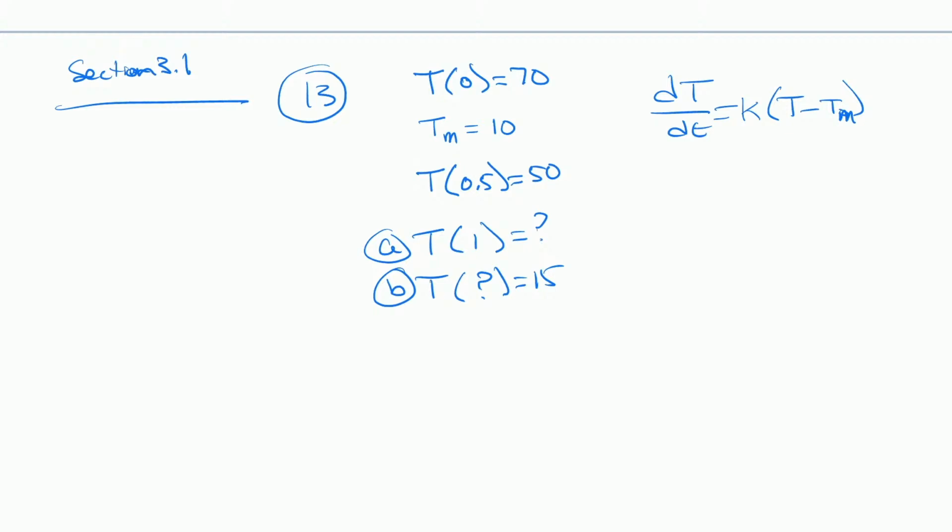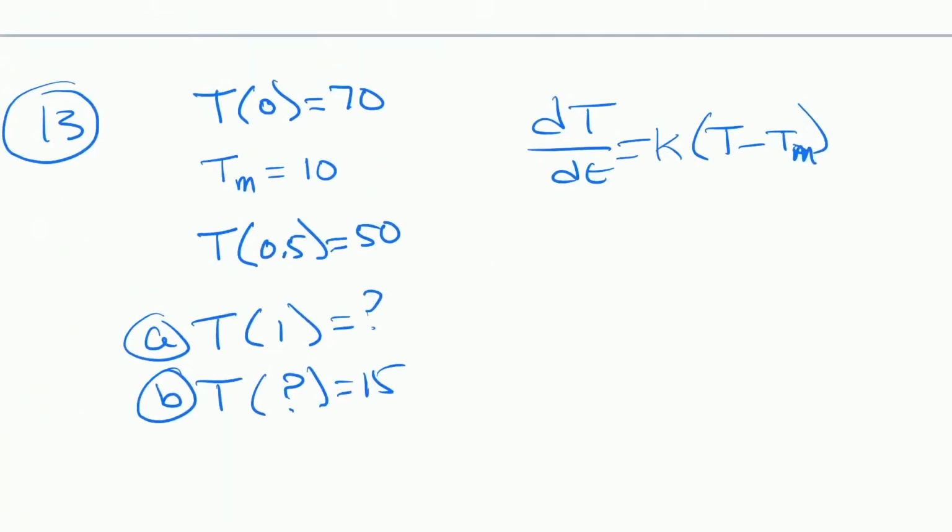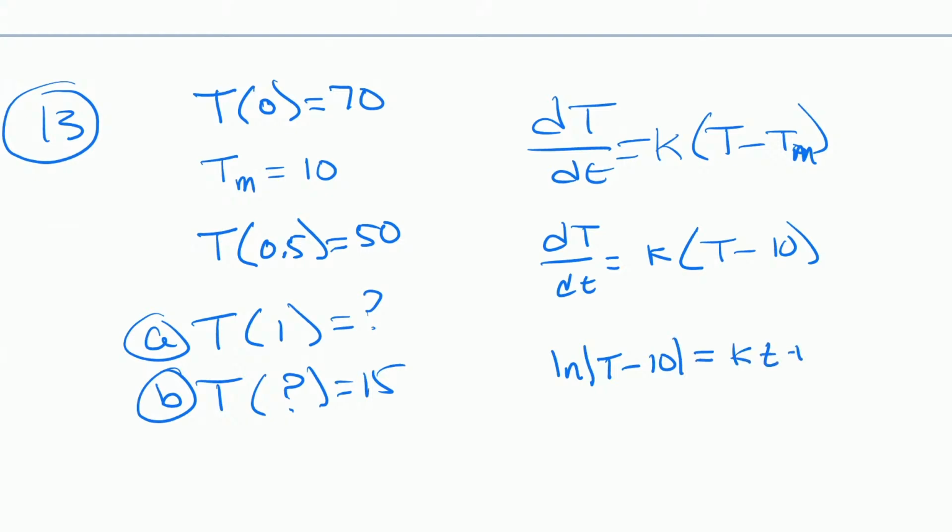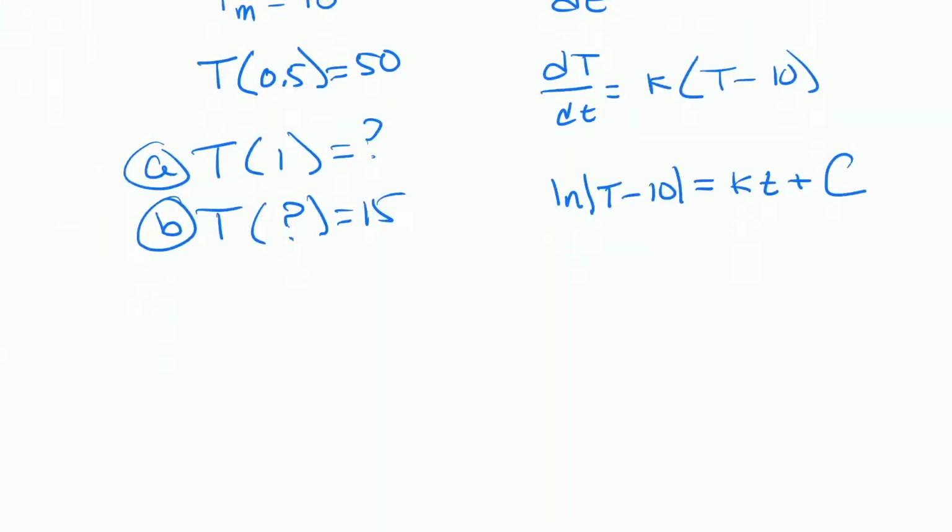Newton's law of cooling says that the rate at which you cool or heat an object will be proportional to the difference between the temperature of the object and the ambient temperature. So let's go ahead and do this. dT over dt is k times (T minus 10). So that means we have the natural log of (T minus 10) is equal to kt plus a constant. I know I'm skipping a few steps here, but we did this part. This is separable.